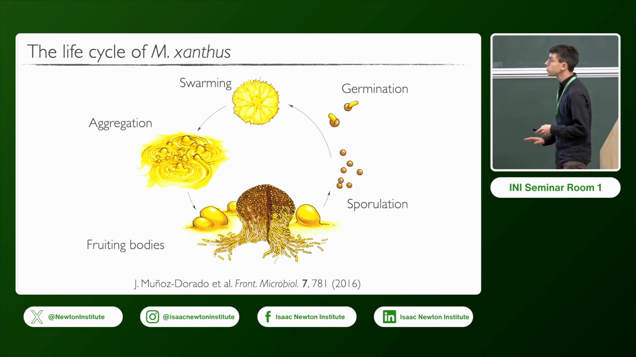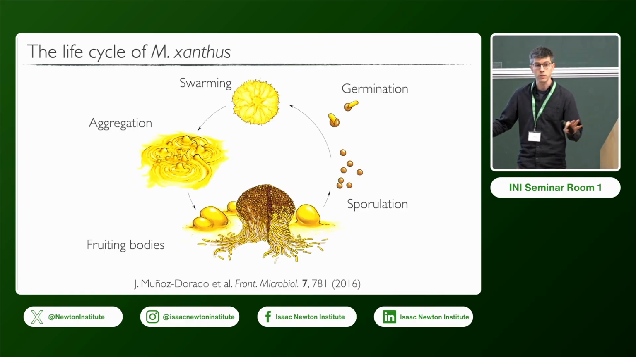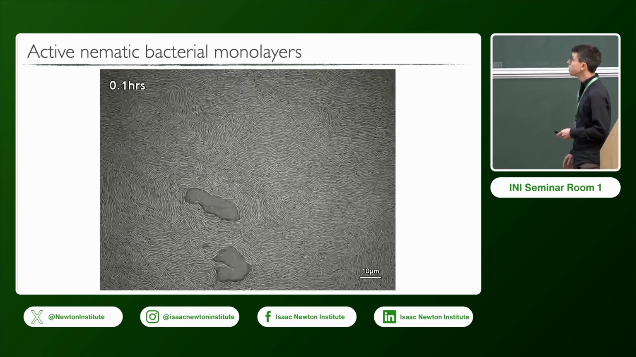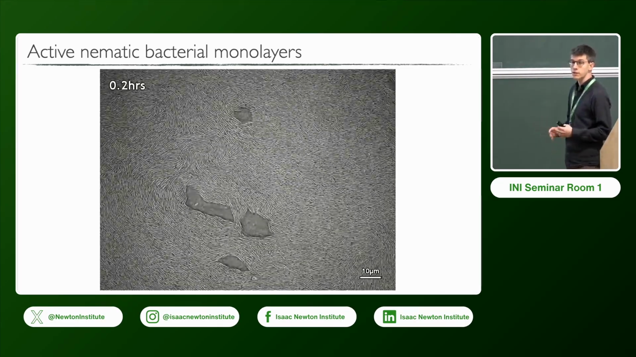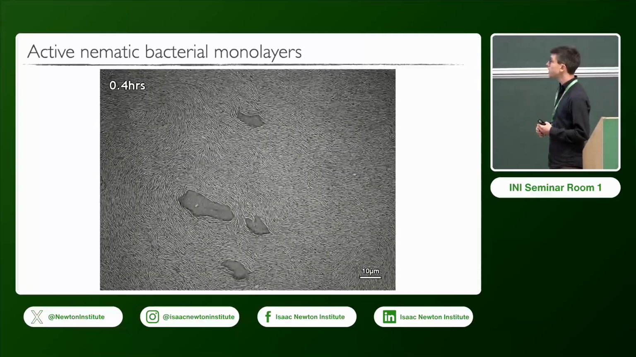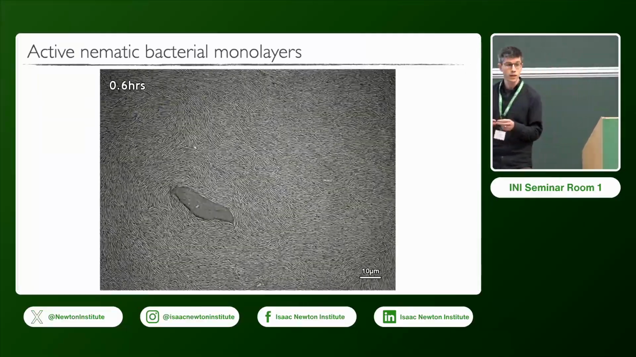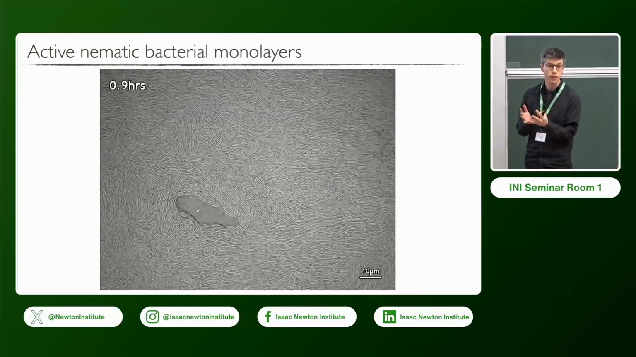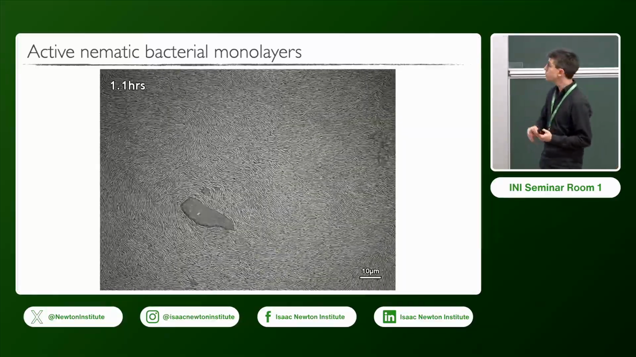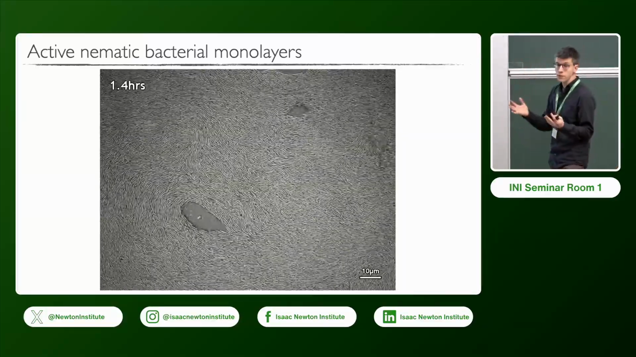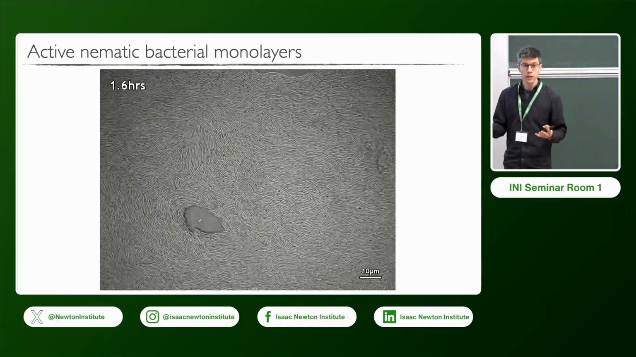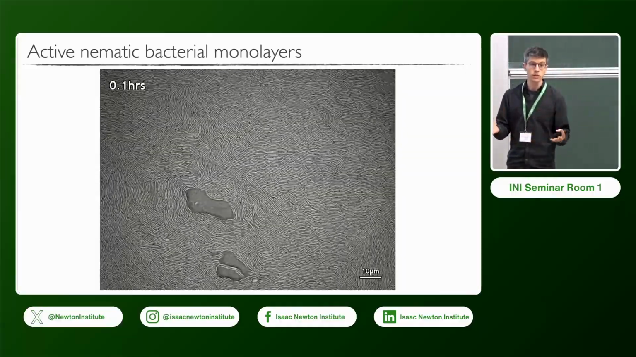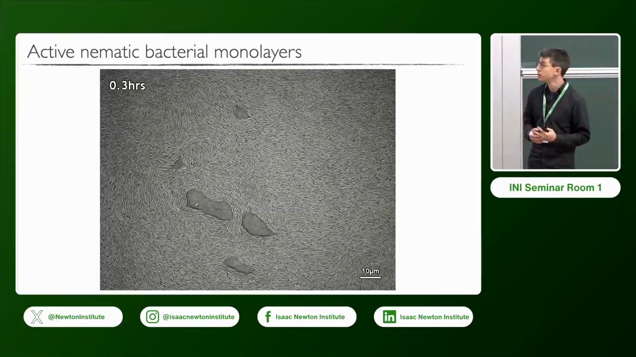So I want to start by showing you how one of these two-dimensional aggregates looks. This is a single layer of bacteria imaged under the microscope. You see that these bacteria are rod-shaped, and they are packed at very high densities, and as a consequence of that, they align with one another. And so essentially what you're seeing is a phase of matter with orientational order, and that's a liquid crystal. It's in particular a nematic liquid crystal made of bacteria.